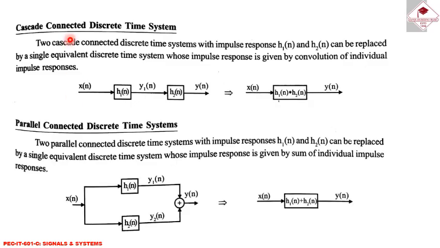In the cascade connection of a discrete time system, we apply the input, it passes through the first system and generates the output y1(n), then it passes through the second system and generates the output y(n). Instead of doing this, we can convolve the two impulse responses, h1(n) convolved with h2(n), then apply the input, and finally get the response. Another way is the parallel connection of discrete time systems. Instead of doing this, you add the two sequences h1(n) and h2(n), apply the input, and finally get the response y(n). In this way you can obtain the result.